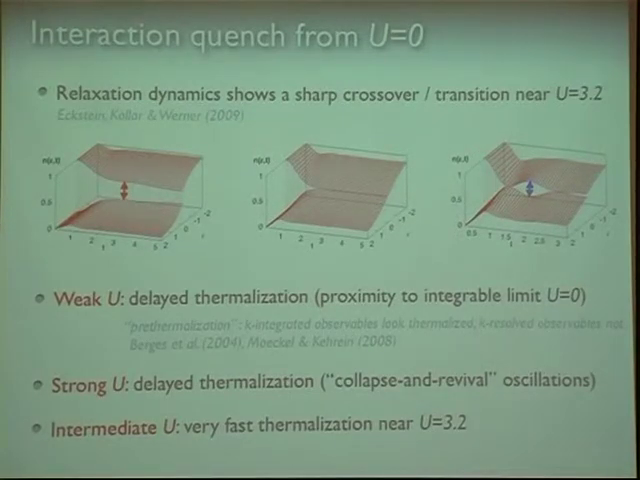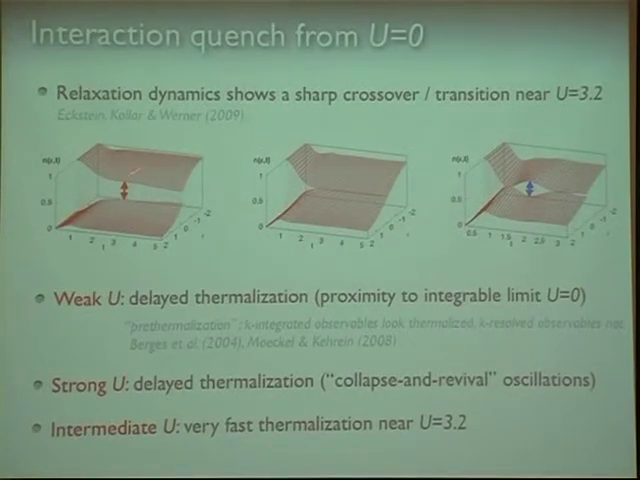In this case, the discontinuity initially disappears, but then it reappears and starts to oscillate in a manner which is reminiscent of the periodic 1/u oscillations which one finds in the atomic limit. So in the strong coupling regime, there's a different type of pre-thermalization where the system is trapped in a state which is characterized by these so-called collapse and revival oscillations.